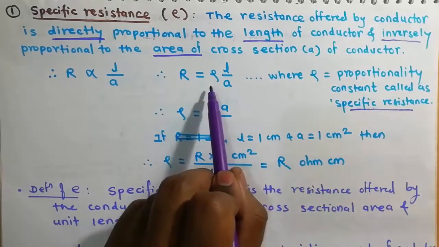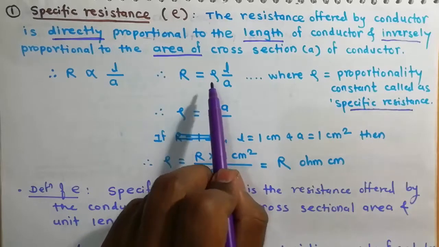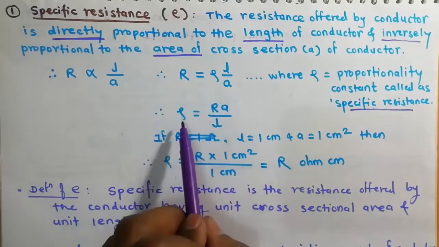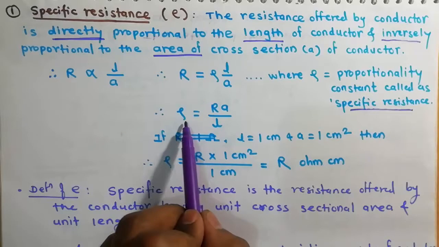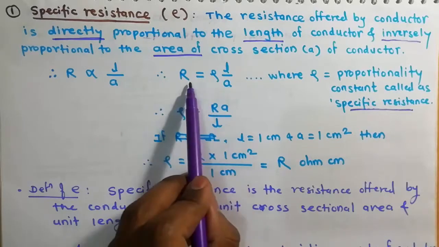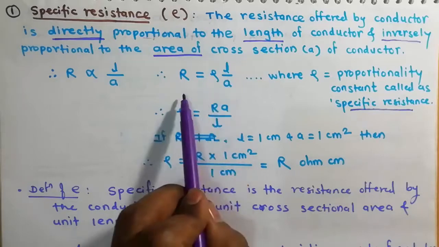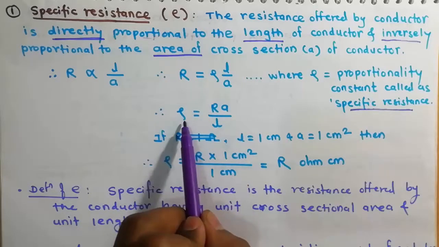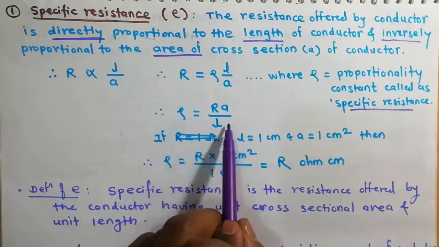Now let us rearrange this equation. Then we get rho is equal to R A upon L. A will go to the upper side and L will go to the denominator side. Therefore, specific resistance is equal to R into A by L.